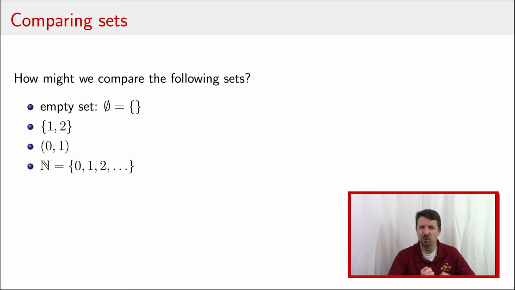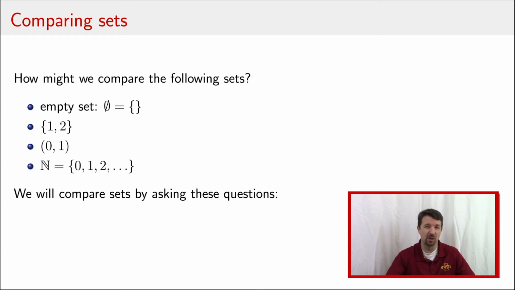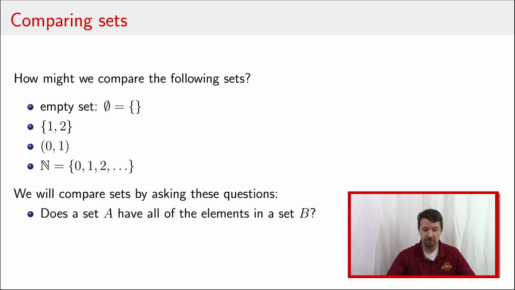And so somehow there's a relationship between those two sets, because the natural numbers already include those numbers 1 and 2. And that's the notion that we're going to be getting at today with these set comparisons. In particular, we're going to be comparing sets by asking these questions. Does one set, call it A, have all of the elements that another set has, call that set B? So does set A have all of the elements that set B has?